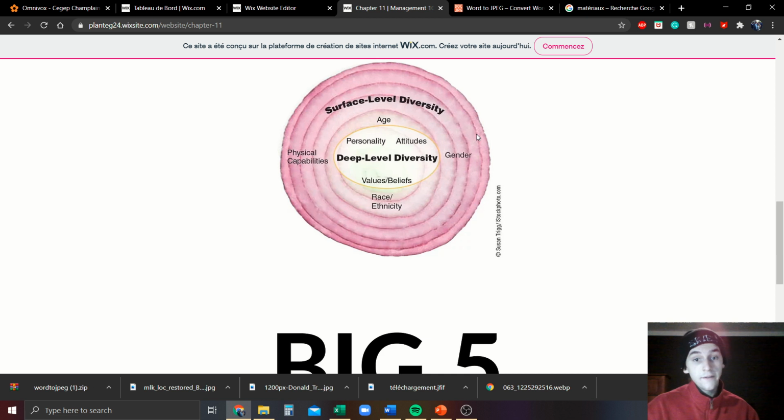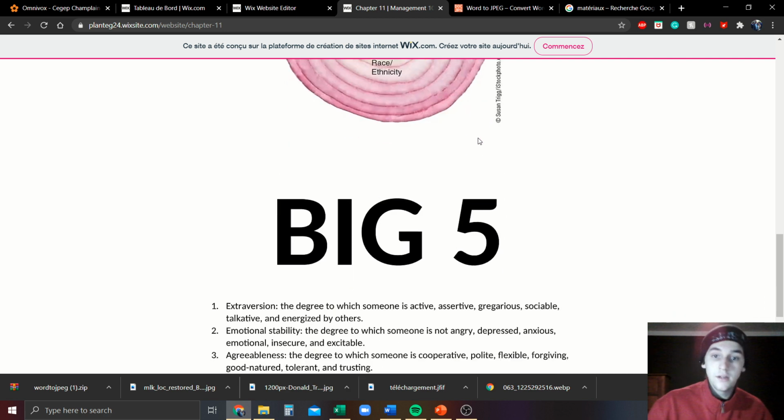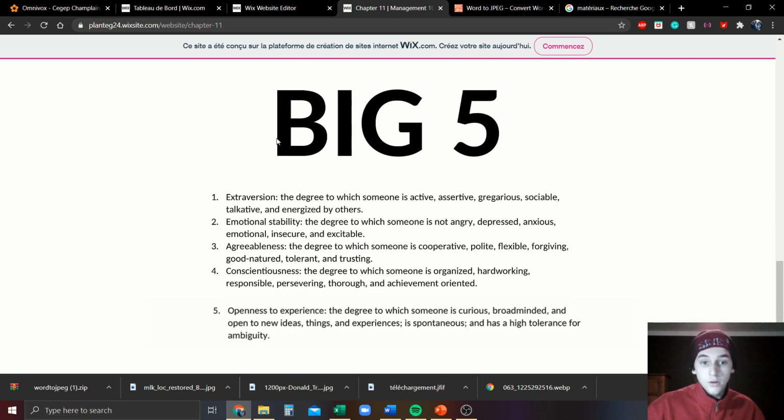And as for personality, this is very important. You don't really want people the same as you in a corporation. You really want diversified people with different personalities, just to bring a lot more to the table and have much more impact when making decisions. So here is the big five: extraversion, emotional stability, agreeableness, conscientiousness, and openness to experience. This is the big five when choosing people.